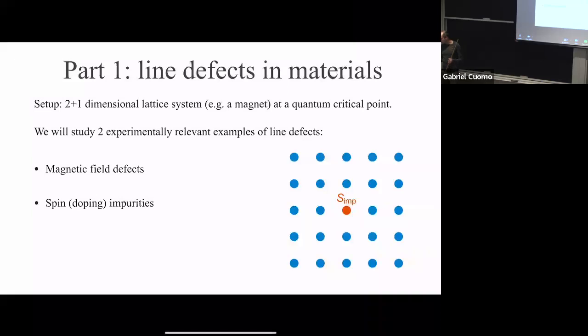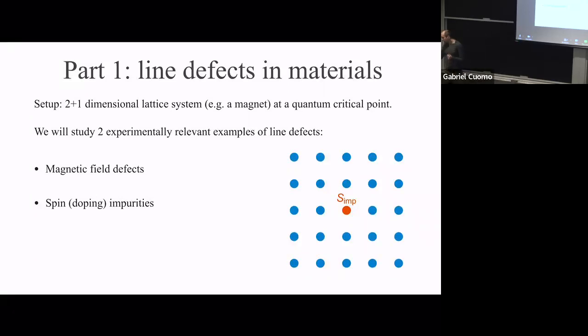The second problem I'll study is more common, in fact even more studied: impurities. Here again, we will replace one of the constituents of the lattice with a different one, which you can think of as a different atom with a different spin. Typically, the universality class is labeled by the spin of the atoms of the material. So here we'll put a spin in a different representation, and this will lead again to a problem that I can study within RG.